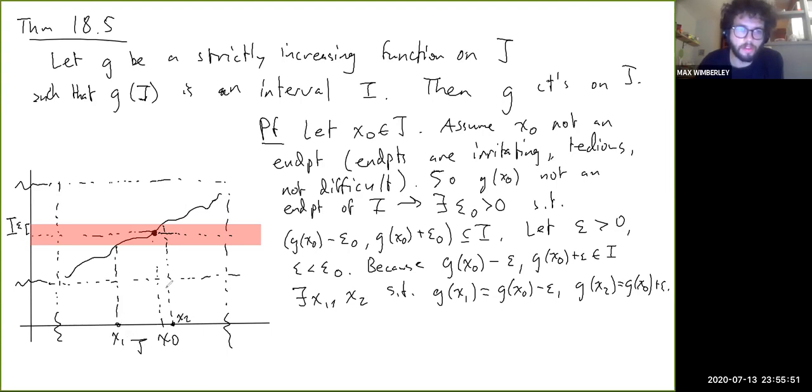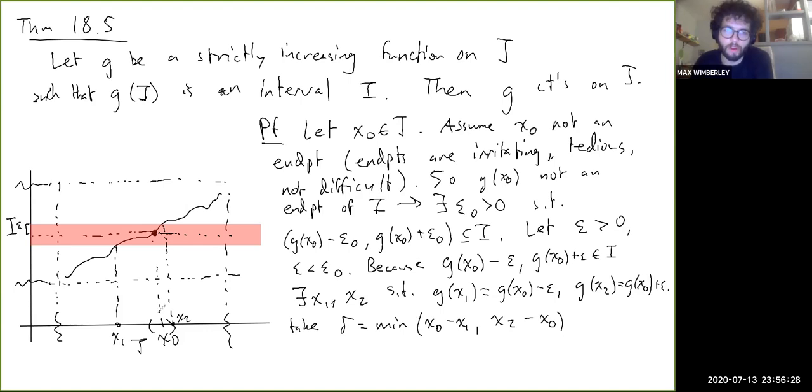So the idea is that we want to find a radius around x naught such that the graph stays inside this band. Now we have the points where it passes in and out of the band. So whichever one of those is closer, we'll take as our radius. So take delta to be the minimum of x naught minus x1 and x2 minus x naught. We know x naught has to be bigger than x1 because g of x naught is bigger than g of x1, which is g of x naught minus epsilon. And g of x2 is bigger than g of x naught, so x2 has to be bigger than x naught, so this is also positive. So they're laid out in this order on the x-axis.